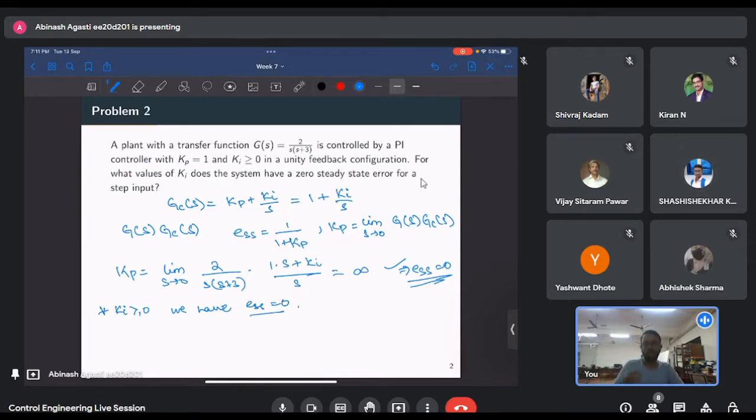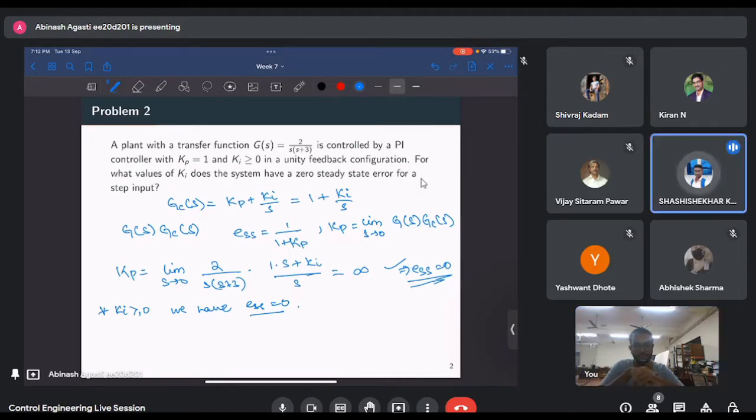So, from the questions that you have tried till now, can you tell me which kind of systems have a zero steady state error for unit step input? Type 1. Yeah. So basically, for all systems with type greater than 0, we'll have steady state error 0 for a unit step input. Now, similarly, if you go to a unit ramp input, then what do you think the type of the system should be to get a zero steady state error?